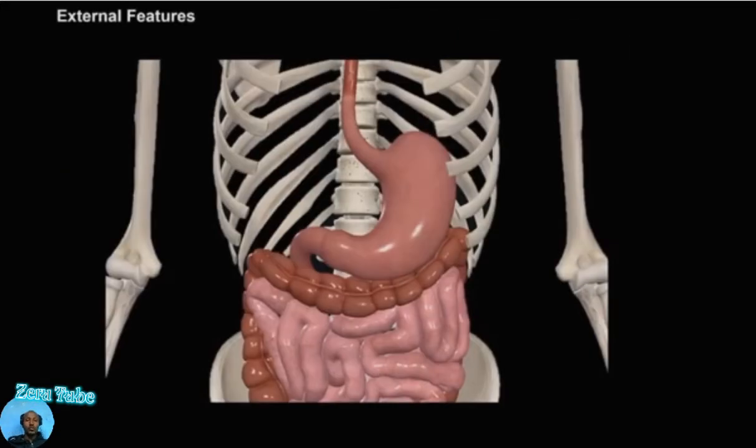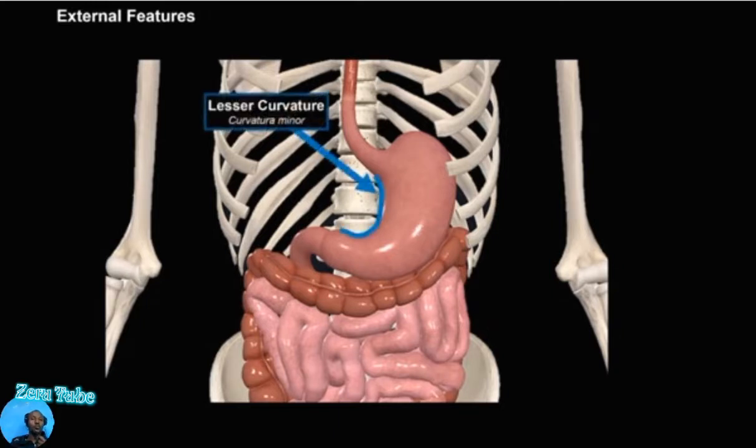So those are the syntopy of the stomach. When we see the external features of the stomach, we can see different parts of the stomach. On the left side, we can get the lesser curvature, which is the small curvature, and on the right side of the stomach we can get the greater curvature.